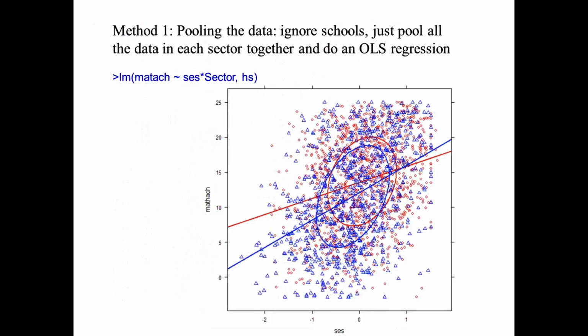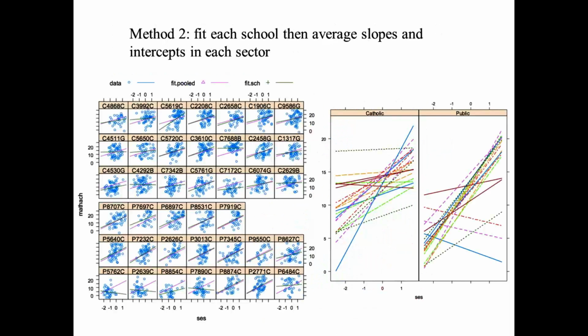Again, let's try the method that we know is not the best method. One method is just pooling the data, ignoring the schools, putting them all together, and just doing a regression. That's this call up here. We have math achievement on the left, and on the right side of the equation, we have SES by sector, using the star, so we have the main effects and the interactions. We can just do the regression line, and it looks like there is a difference in slope between the public and the Catholic schools. But we know that this is not a good way of doing it.